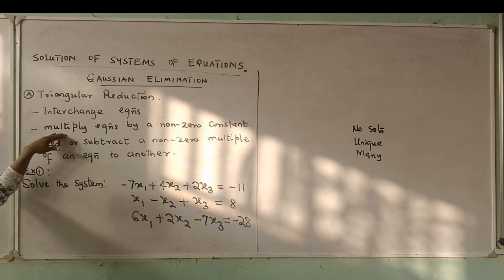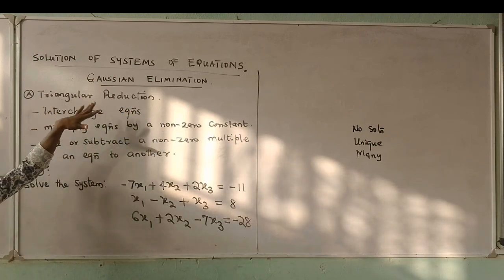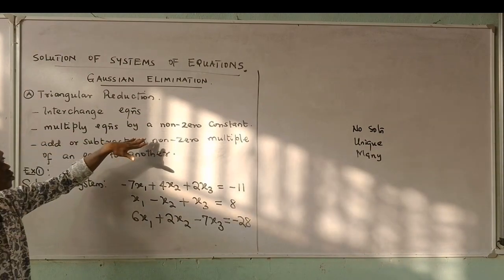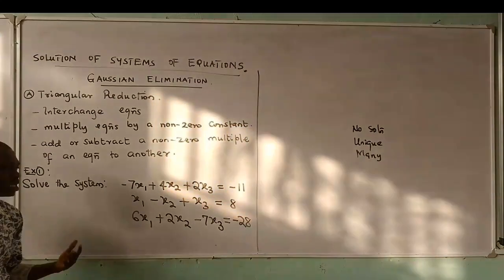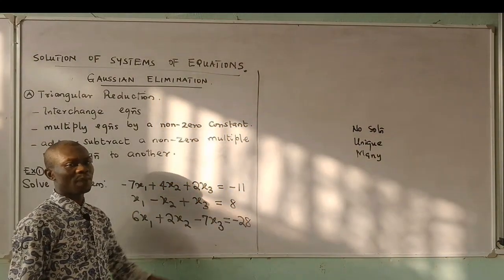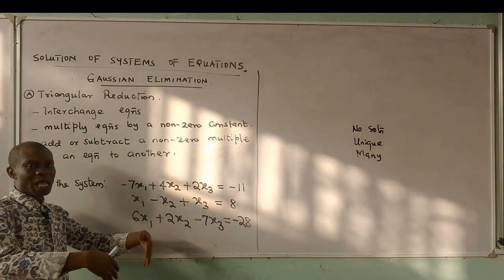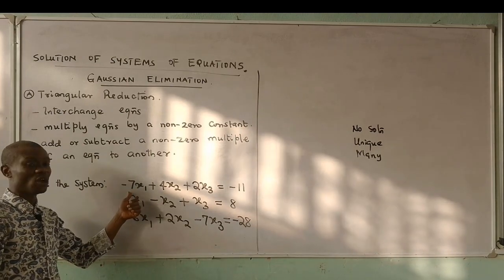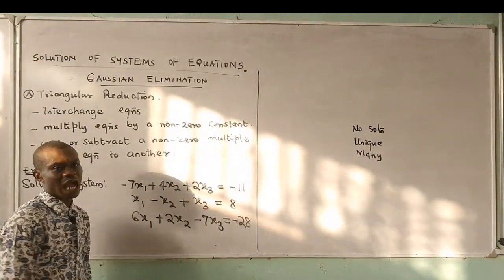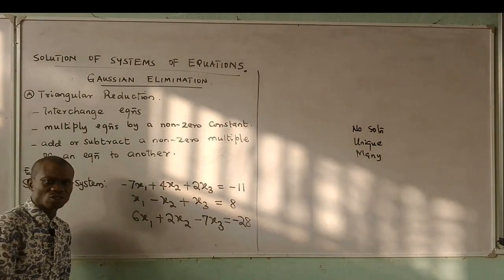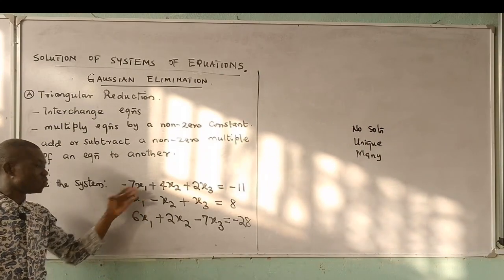The second thing that you are allowed to do, which forms some of the steps of triangular reduction, is that you are allowed to multiply any equation by a non-zero constant. So I can choose to multiply through this by maybe 1/7 or minus 1/7. If I multiply by minus 1/7, at least it will remove this coefficient here. The only thing is that it will now make the other two become fractions. I don't want fractions, because it's better to have whole numbers. So I will leave it this way.